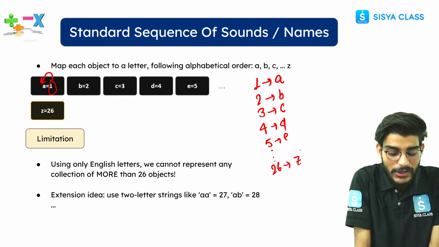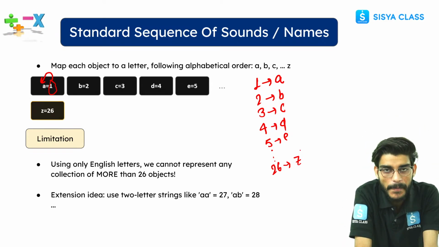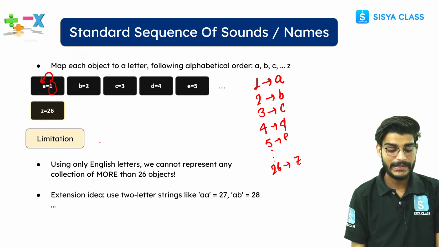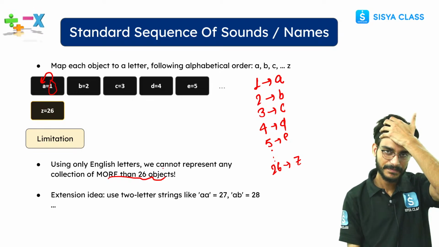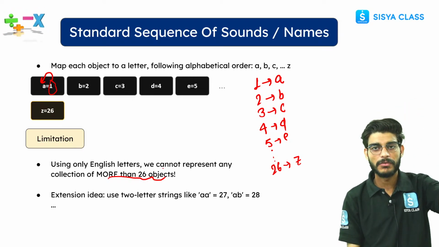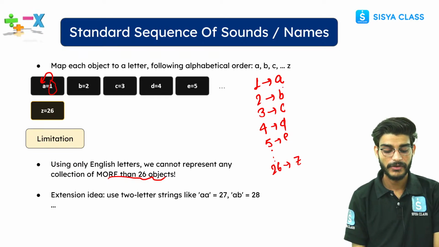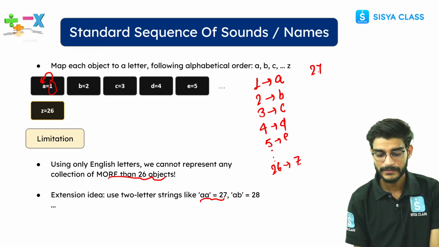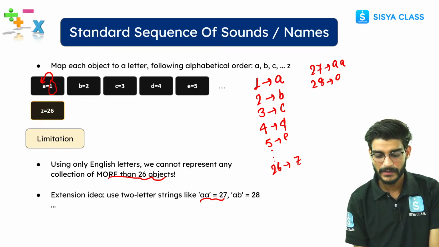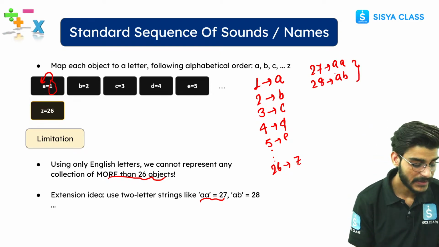But what after 26? The counting will stop. So there was some limitation. Using only English letters, we cannot represent any collection of more than 26 objects. Clear? If there are more than 26 objects, how will you represent it? What will be the name given to it? So they used to say for 27, it is AA. For 28, it's AB.